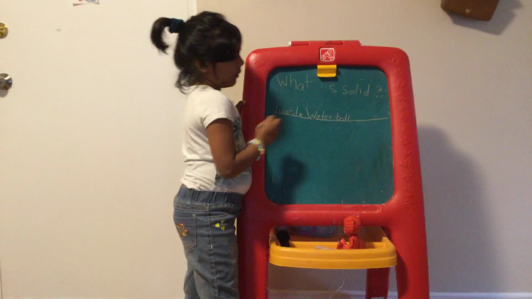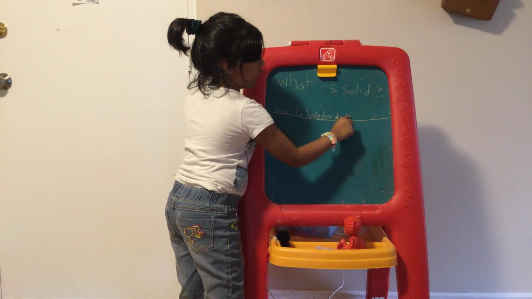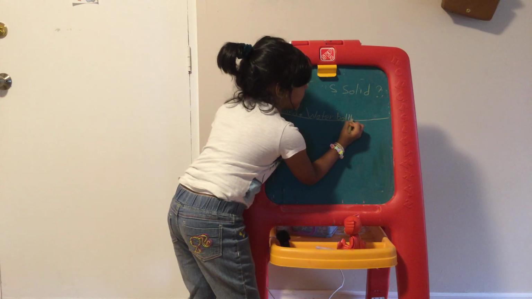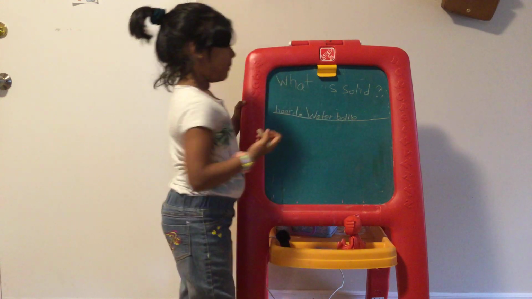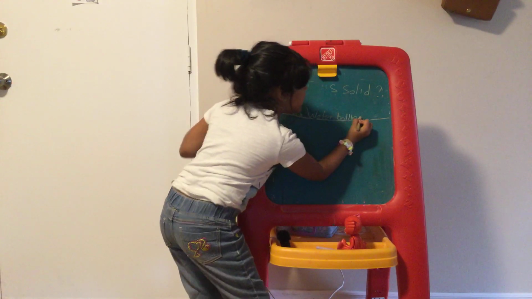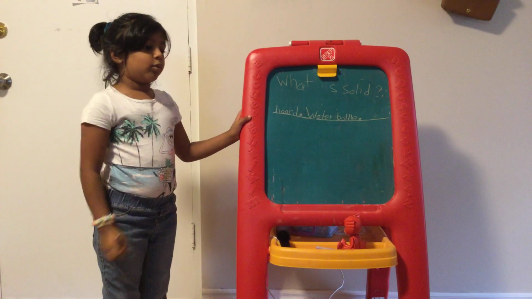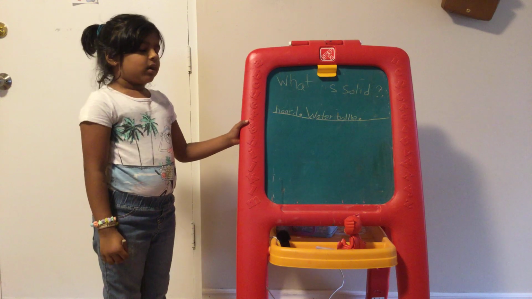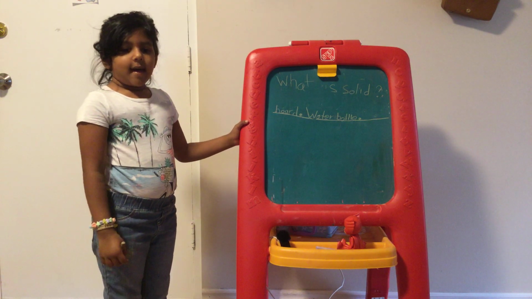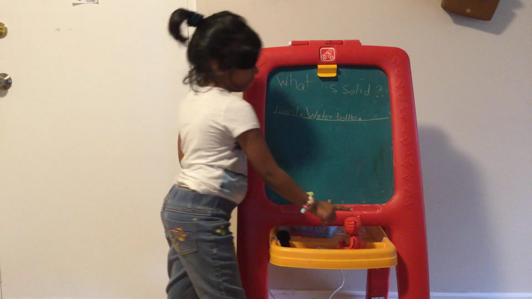Bottle. Hey, there's not supposed to be two T's. There's supposed to be two L's. Bottle. What else is solid? We can only write one more. Hey, our example. A doll.